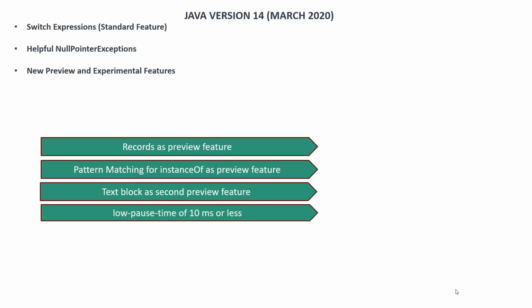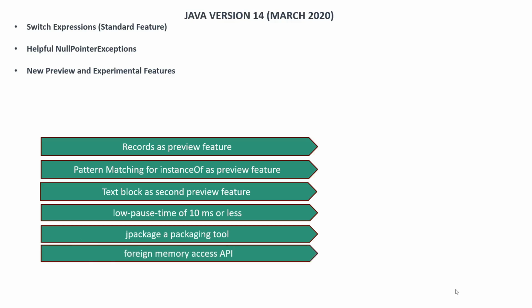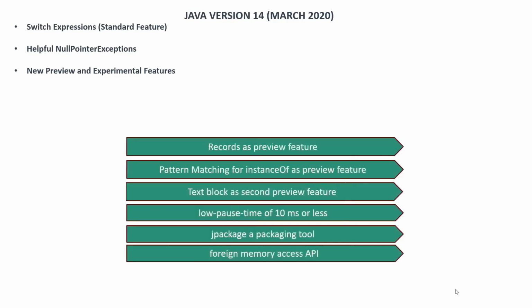ZGC, an experimental feature, is added. It is a GC to achieve pause time of 10 milliseconds or less. Java 14 also got some incubator features like jpackage, which is a packaging tool to create a platform specific installer for a Java application. And we got the foreign memory access API, which allows Java programs to efficiently and securely access memory outside the Java heap.